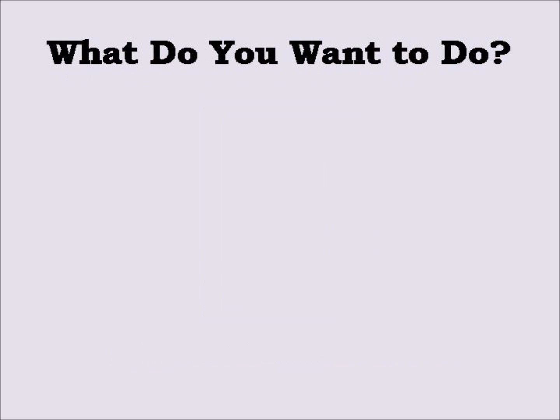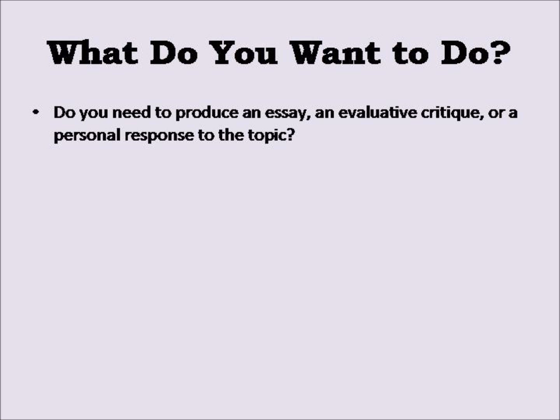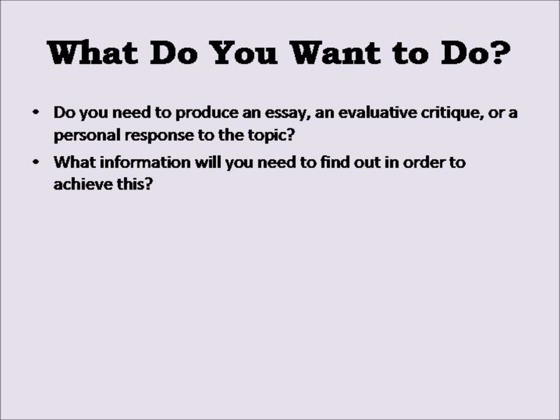What do you want to do? The first step in identifying resources is working out what it is you need to find out. You will need to ask the right kinds of questions. For example, if you have been allocated a topic to study, you will need to be clear what the objectives of the research are. Do you need to produce an essay, an evaluative critique, or a personal response to the topic? What information will you need to find out in order to achieve this?